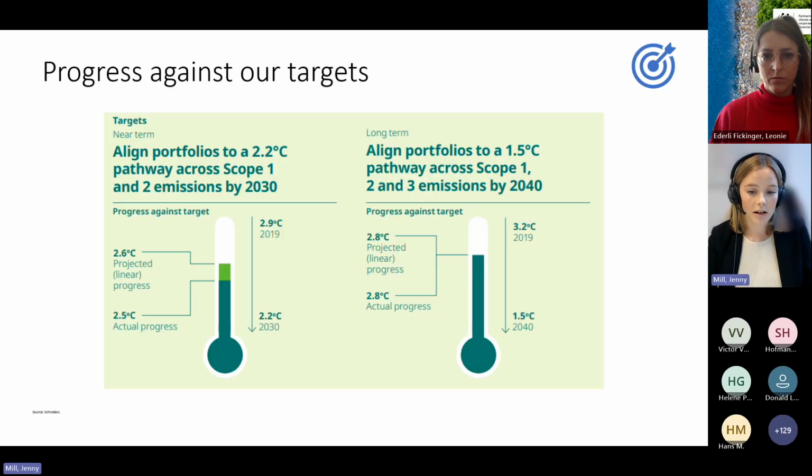So we run this data quarterly. And internally, we report that to our senior management and to the board. So when we set our science-based targets, we also then added a group Schroders KPI associated with making progress towards the targets that we've set.